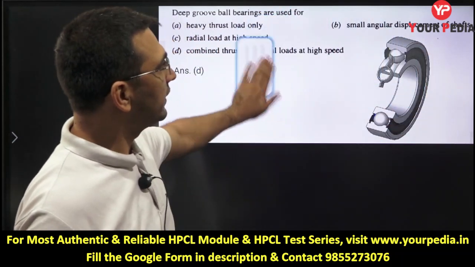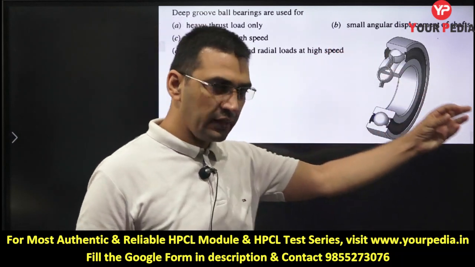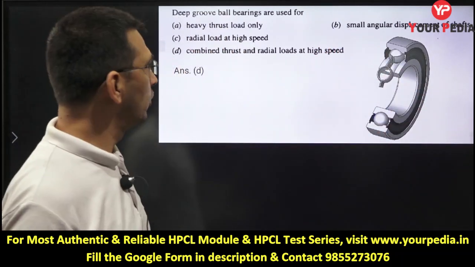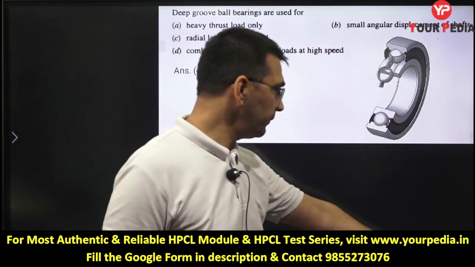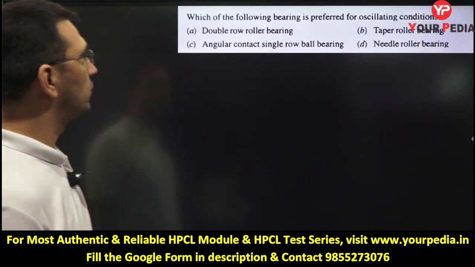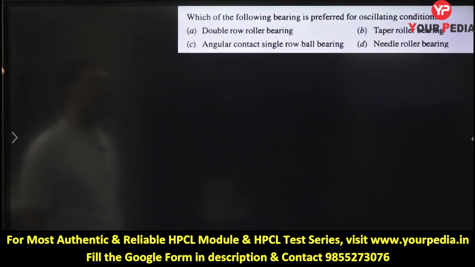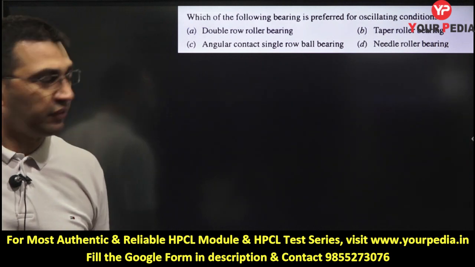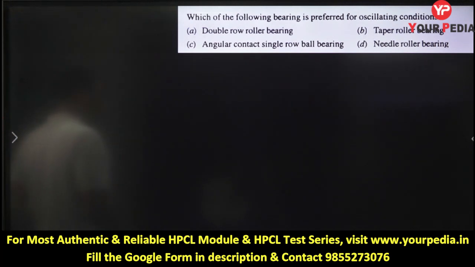So that is why we say these bearings can carry high radial load and a moderate amount of thrust load or axial load. Let's go to the next. Which of the following bearings is preferred for oscillatory conditions or oscillating conditions?